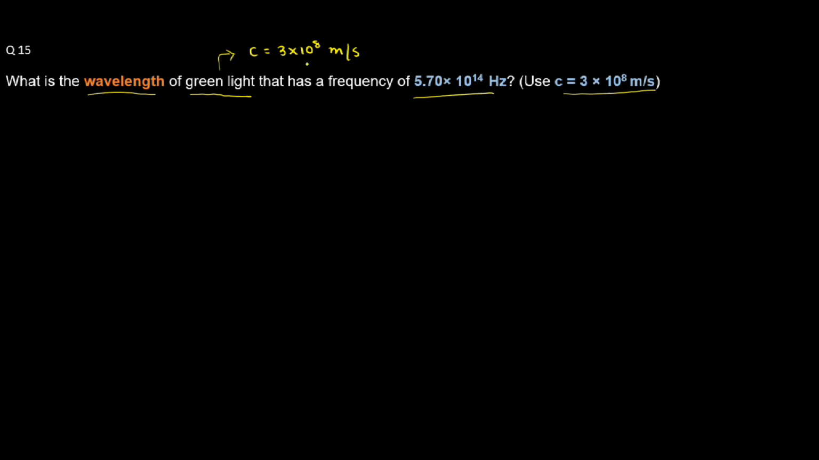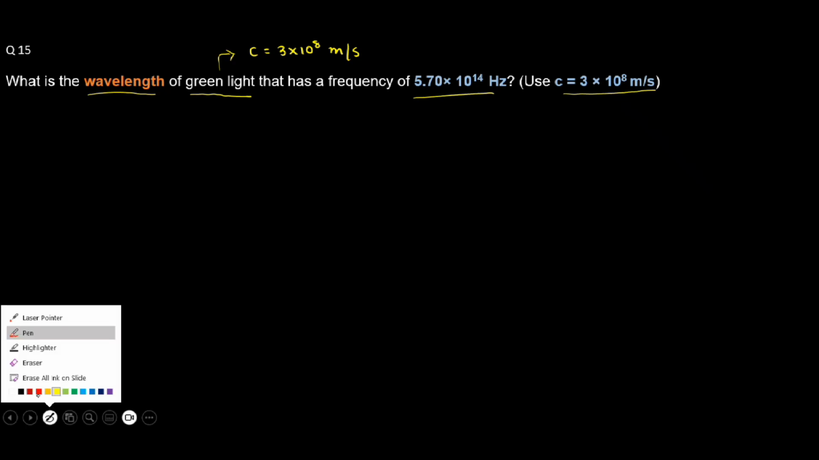This value of speed may not be directly given to you in the question like what they have mentioned here, but it is given in the table of constants. So whether they mention green light, red light, or ultraviolet wave, radio wave, all of them will have the same speed c, which is 3 times 10 to the power 8 meter per second.